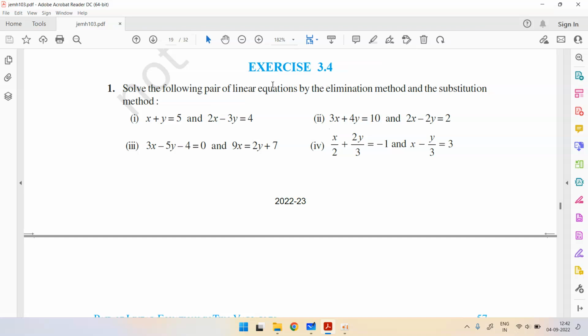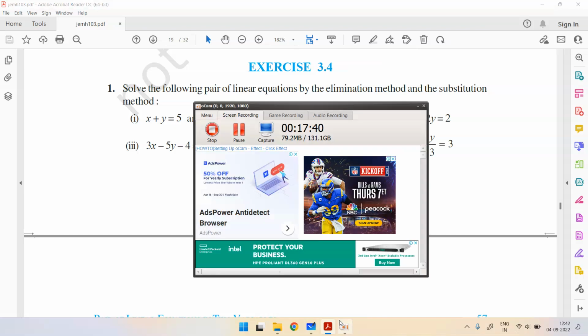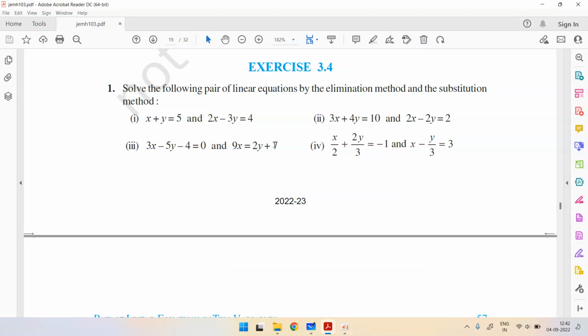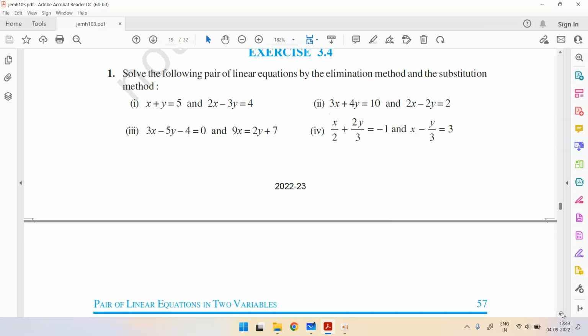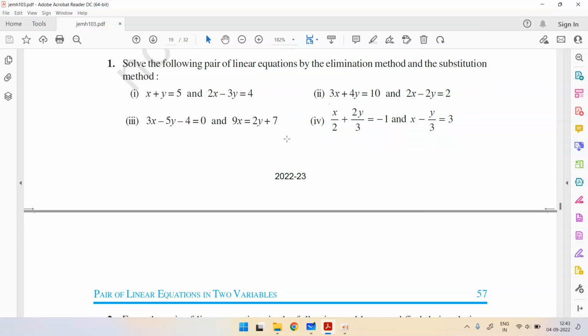Now exercise 3.4. Solve the following equations by the elimination method and substitution method. So they have used both methods. I have solved using the substitution method, I taught you the substitution method, but here I will be doing the question by the elimination method. I will be taking question number 1, first part and fourth part. They look something tricky, so I will do the first part and fourth part.